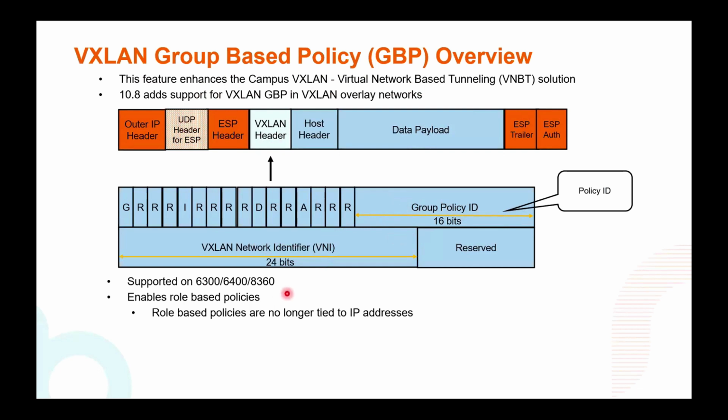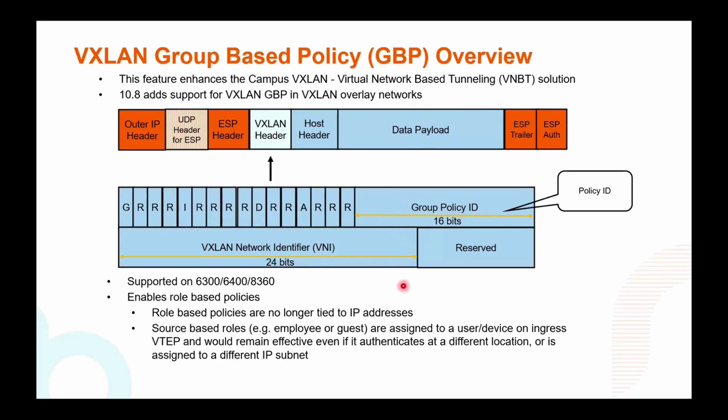That means your policies are no longer tied to IP addresses. So if you have a device that's authenticated, it will have a source-based role, and if that device re-authenticates at a different location or different subnet, that policy will still be applied. So that's the benefit of this new feature. We will be having a dedicated session for more details. This is just an overview, just one slide, to give you an idea of GBP. So the next session will cover more details.